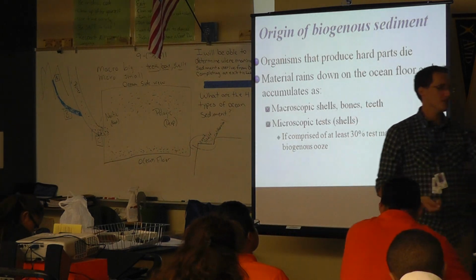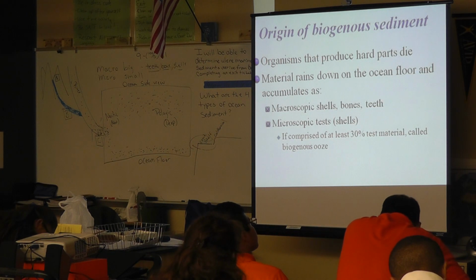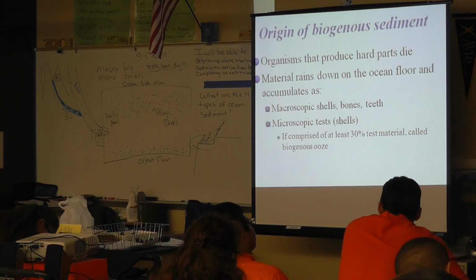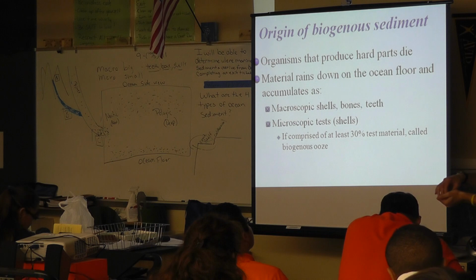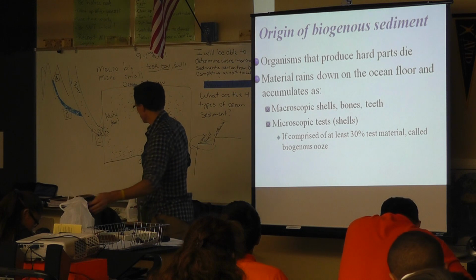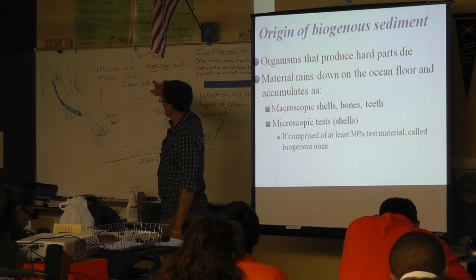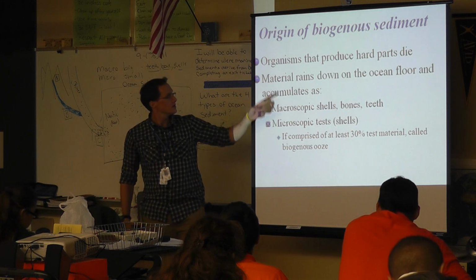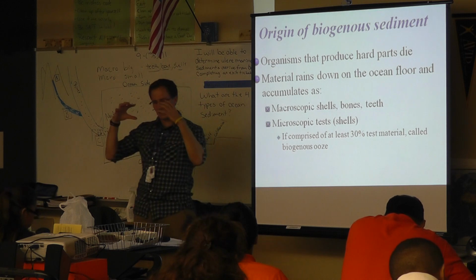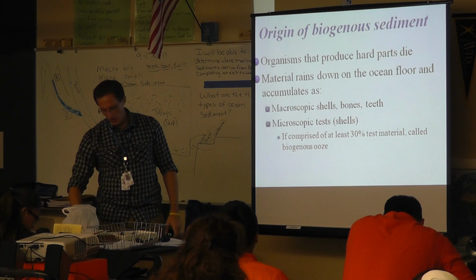Obviously, when a starfish eats a clam or a mussel, they don't eat the shell, they just eat the meat that's inside the clam. Same with a shrimp. When you eat a shrimp, do you eat the outer skeleton? No, you don't. You just eat the inside. You leave the outer skeleton. Well, when marine animals are eaten, these pieces are left behind. So they sink to the bottom of the ocean. These are macroscopic shells. Macro means big. So your bone, your teeth, your large shells that you can see. These all fall to the bottom.